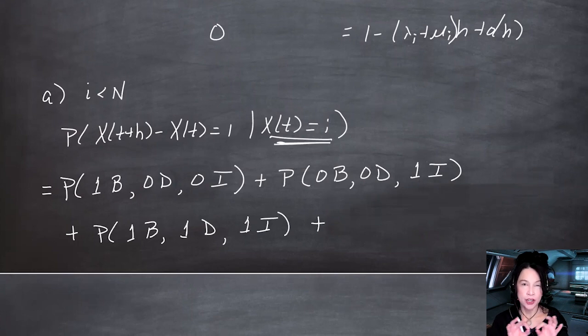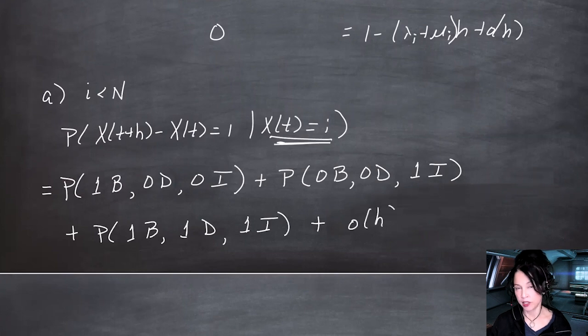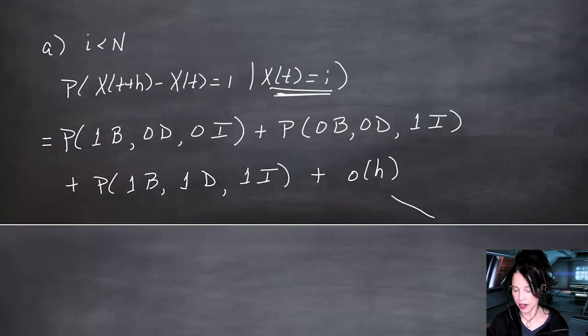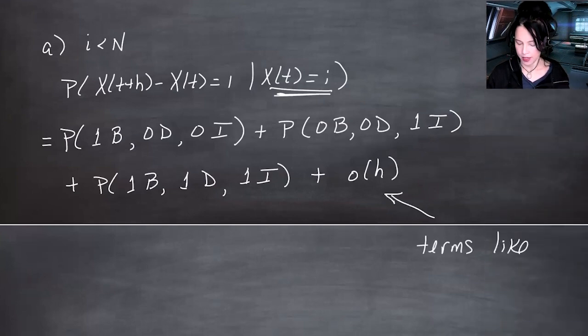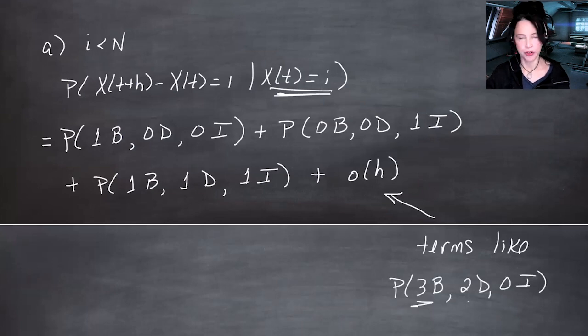But for each individual input stream, we've got the birth stream and the death stream and the immigration stream. The probability of getting two or more events in a tiny time interval as we let h get small is little o of h. So I'm going to just tie the rest up in a little o of h term. So this takes care of a whole bunch of terms like 3 births, 2 deaths, and 0 immigration, because each individual stream can't have more than one thing happen in this tiny time interval.